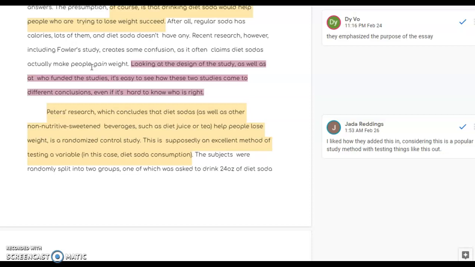So one of the things I want to point out about this is it sort of does what traditional 5-paragraph essay thesis statements do, and then it lays out what we're going to look at. It's going to look at study design, it's going to look at the funding mechanisms behind the studies. However, it doesn't come to a conclusion.